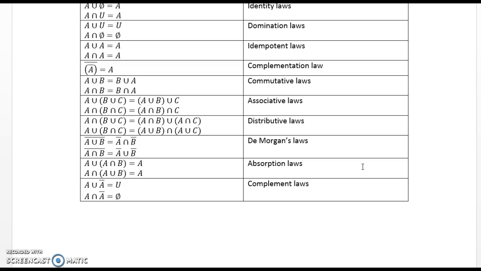We have the absorption laws. A union the quantity A intersection B is A, and A intersection the quantity A union B is A. We have the complement laws. The union of A and its complement is the universal set, and the intersection of A and its complement is the empty set.